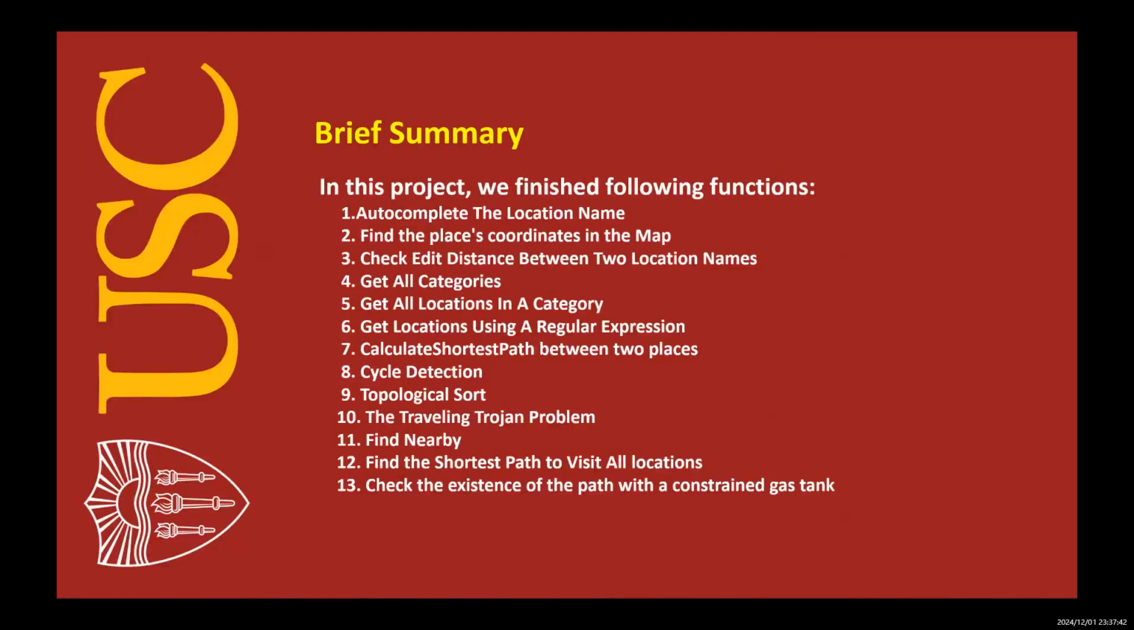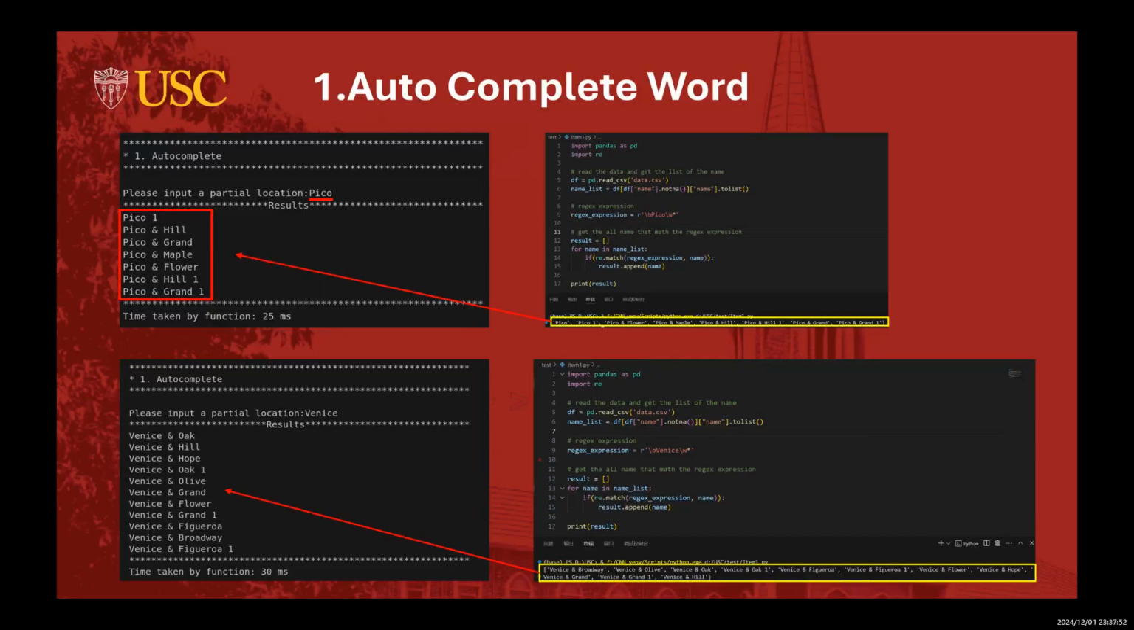And in this project, I implement such functions. This is the brief summary of those functions. And the first function is autocomplete word. In this function, we implement an algorithm that, when we input some part of the location word, all possible location words will be output.